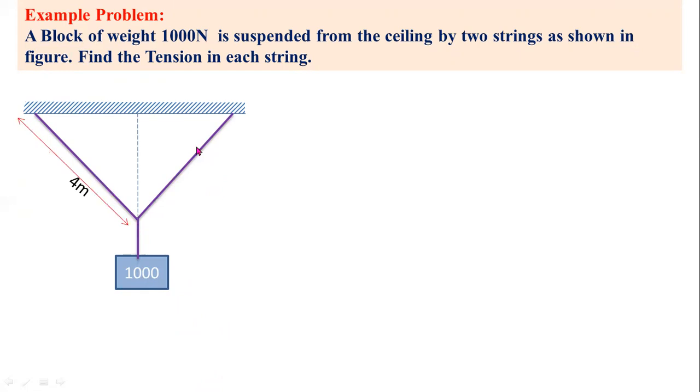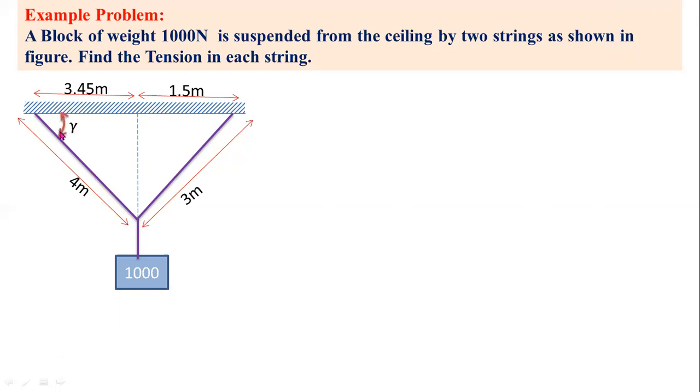Here the angles are not given. But here the length of each string is given. So the length of this string is 4 meters, and the length of this string is 3 meters. And the lengths of the horizontal ceiling are 3.4 meters and 1.5 meters. So this is the length of this ceiling, and this one is the length of the string. This one is the length of the other string. By using these lengths, you have to determine the angles.